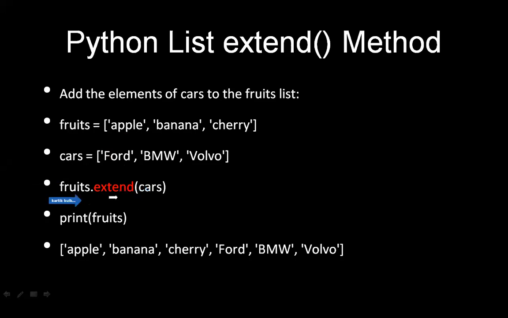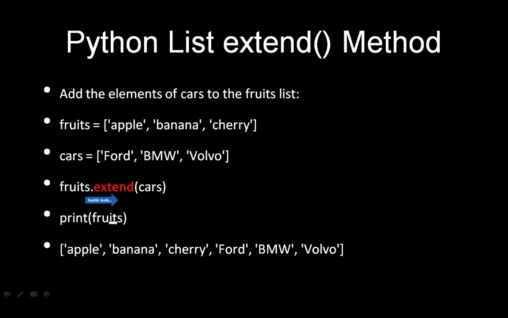So here, fruits.extend, and what is this, cars? In this particular example, we have first written the list name as fruits. Whatever elements are present in the cars list will be added to the fruits list, and then fruits will be printed. The output you can notice is Ford, BMW, and Volvo, the elements present in cars. So here the fruits list is going to be extended.